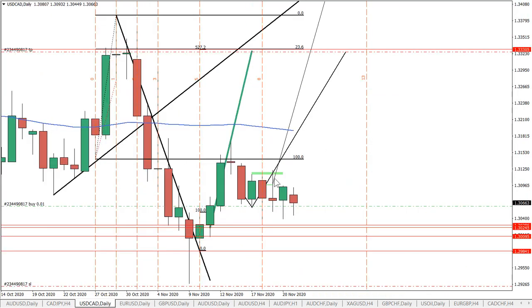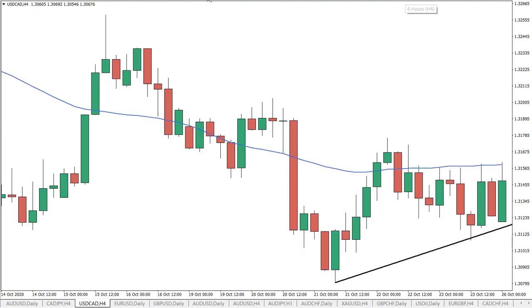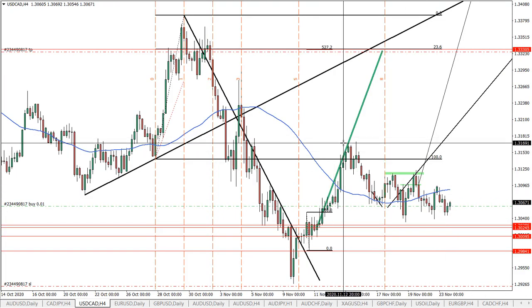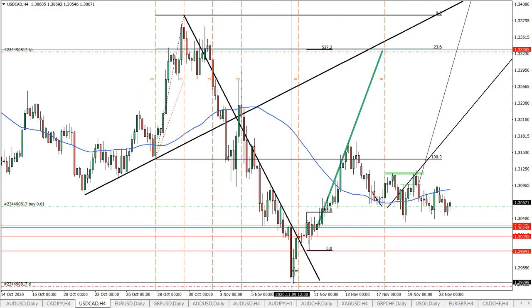The dollar Canadian on the daily time frame struggling to break below the support formed here on the daily time frame, which is 1.3070. If we move to the 4-hour time frame, this was this correction, perhaps A, B, and C. So now we had this first wave.